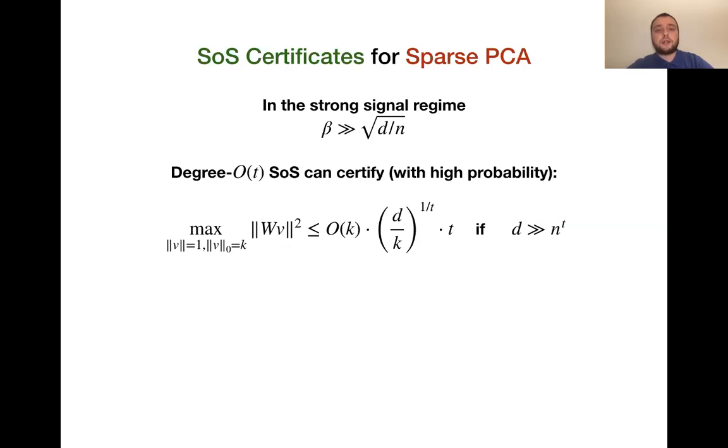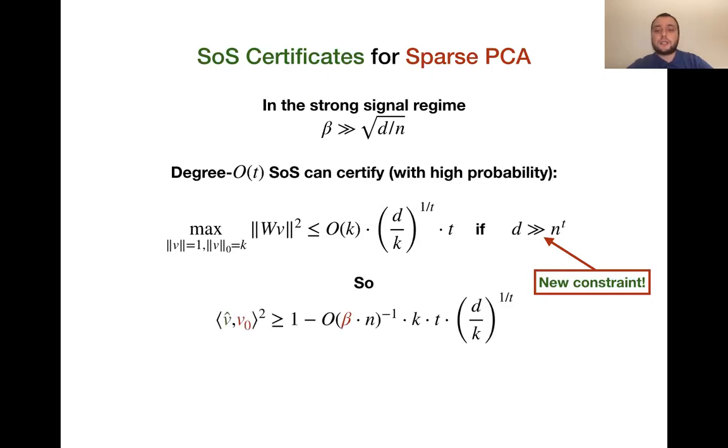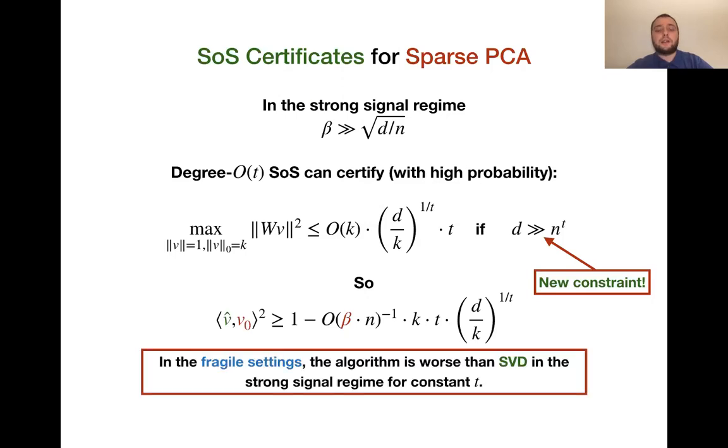So here, degree t sum of squares can certify with high probability the following bound, with d over k to the 1 over t. And it also has an additional constraint that d is larger than n to the t. And this constraint we didn't see in the non-robust settings. So we get this bound, and it's not difficult to see that these guarantees are strictly worse for constant t than the guarantees of simple SVD. But recall that SVD doesn't work in robust settings.